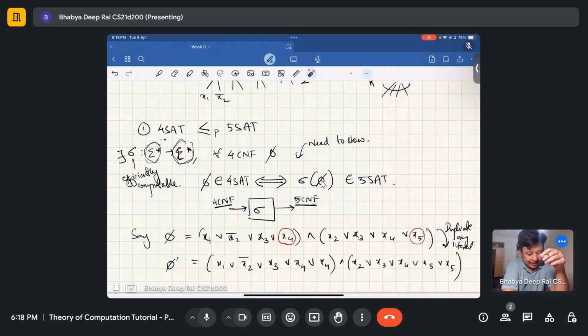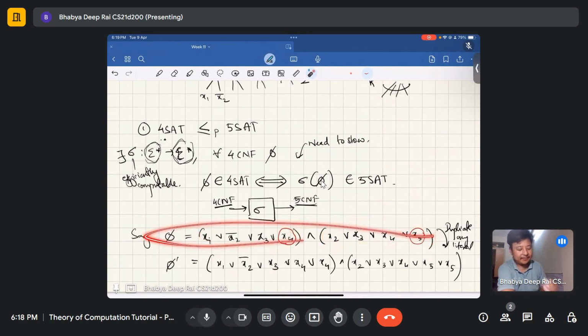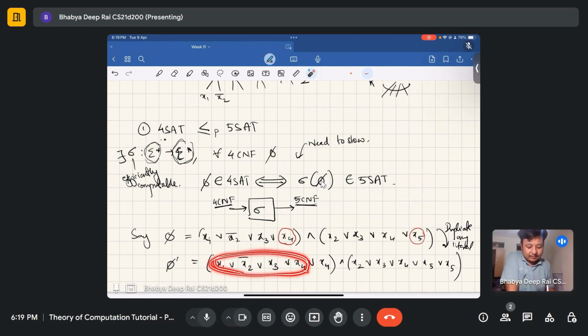And finally, let's say this is not satisfiable, this is also not satisfiable. So the entire phi is not satisfiable. Then what happens? Phi prime is not satisfiable. If this is not satisfiable, it means that after applying the input, each of these is giving zeros.